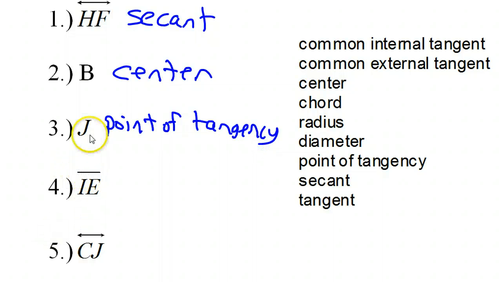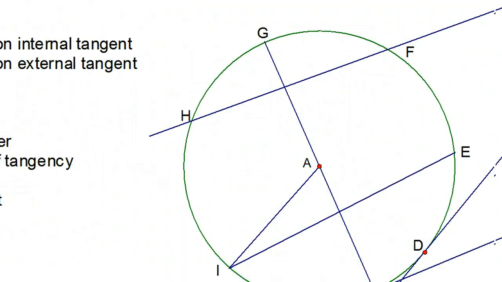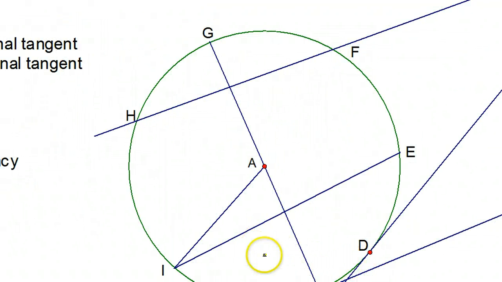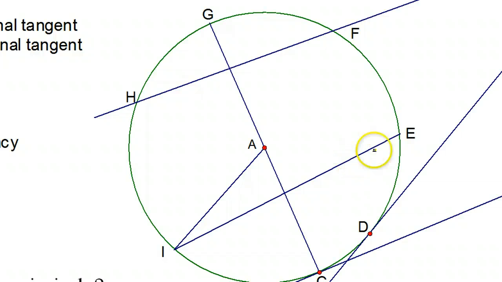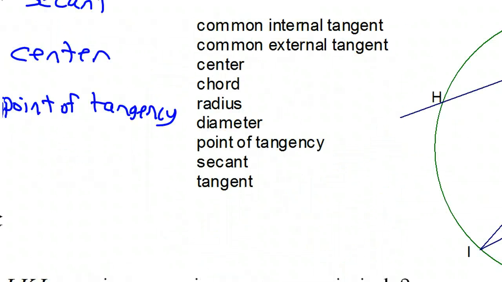Okay, this little mark here means segment IE. So let's check that out. All right, here's segment IE. It's from here to here. That's a chord.